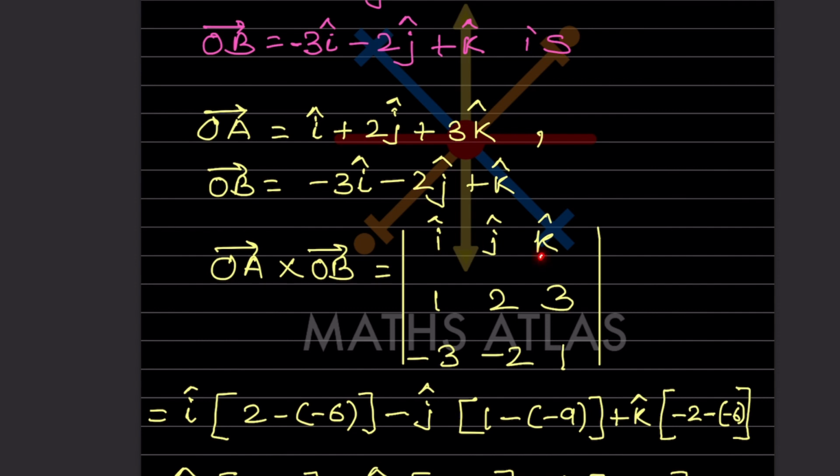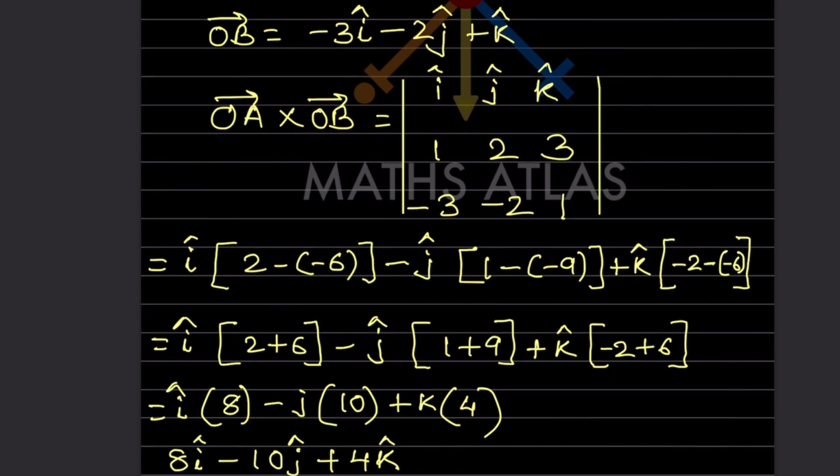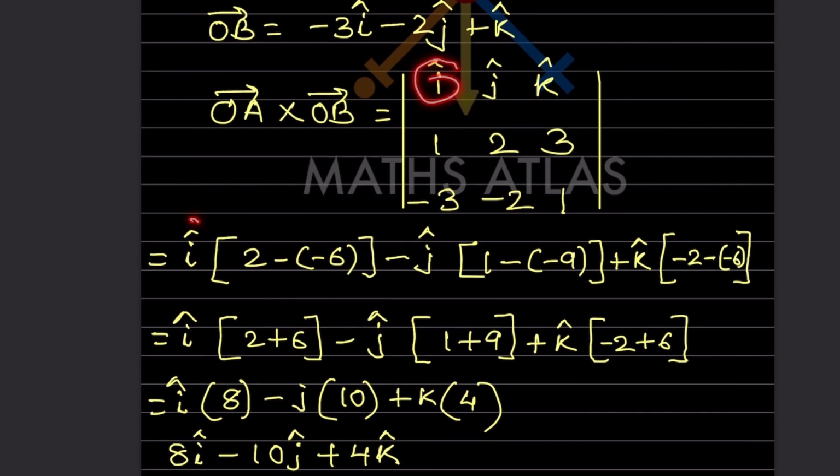So let us write i, j, k. Here you can see the coefficients of OA are 1, 2 and 3. For OB, they are minus 3, minus 2, and 1. Now let us take this i. What you are going to do is multiply these, like A, B, C, D. That is going to be AD minus BC. You have seen in matrices also how to do it.